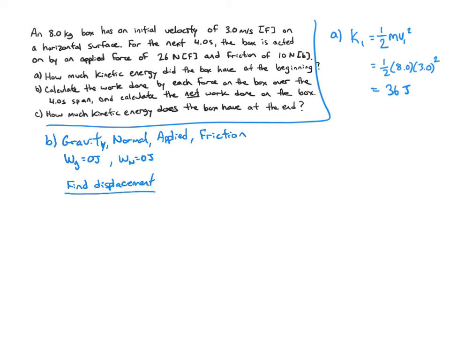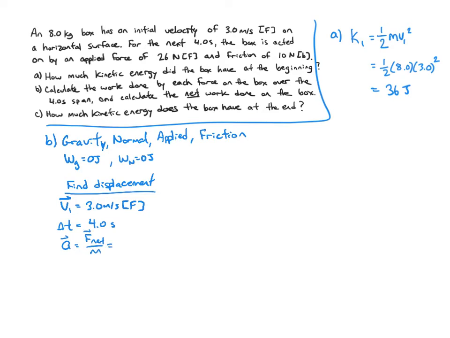All right, so for the displacement, using the kinematics formulas, I'm going to start with a list. My starting velocity is 3 meters per second forward. The time is 4 seconds. My goal is to find out displacement. So I'm going to need a third piece of information here, and that's actually going to be the acceleration, which I'm going to calculate using Newton's second law, net force divided by the mass.